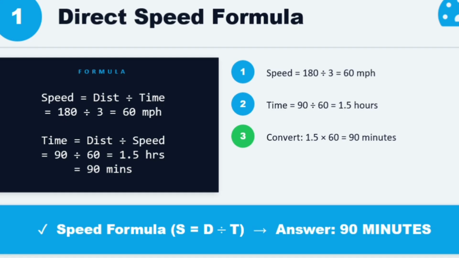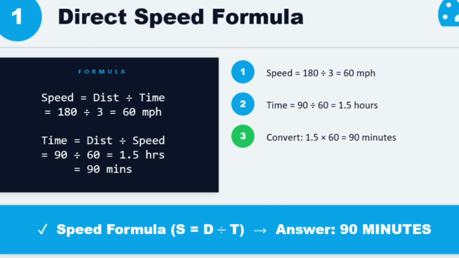Speed equals distance divided by time. First, let's find the speed of the car. 180 miles divided by 3 hours gives us 60 miles per hour. Now, we flip the formula to find time. Time equals distance divided by speed. For 90 miles at 60 mph, that's 90 divided by 60, which is equal to 1.5 hours.